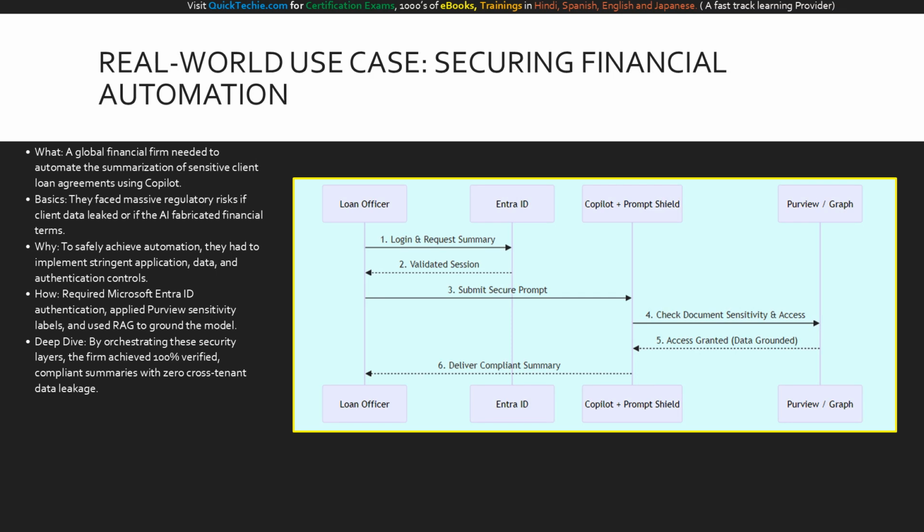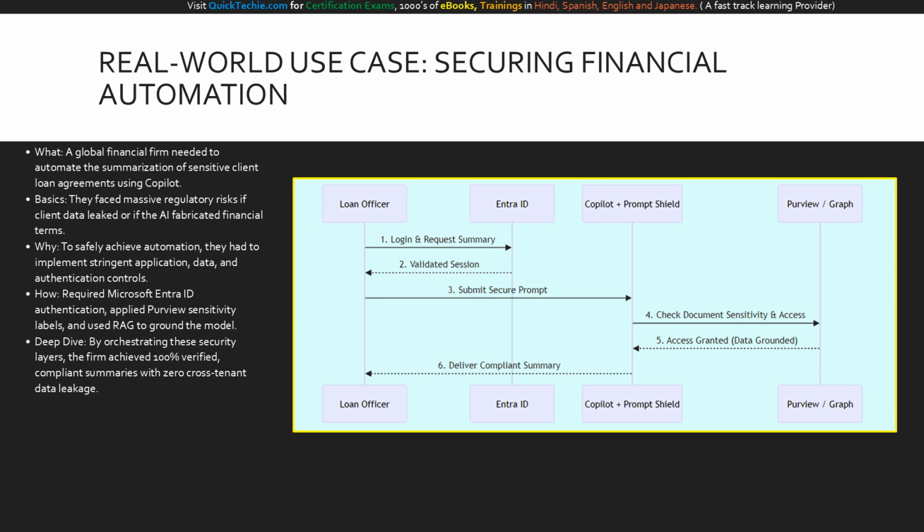Let's synthesize everything into a highly practical, real-world use case, securing financial automation. Imagine a global financial firm that wants to use generative AI to automate the summarization of complex, highly sensitive client loan agreements. The basics of their problem: they face massive regulatory fines and reputational destruction if client data leaks, or if the AI hallucinates financial terms. Why are the three pillars crucial here? Because to achieve this automation safely, they must implement flawless application, data, and authentication controls.